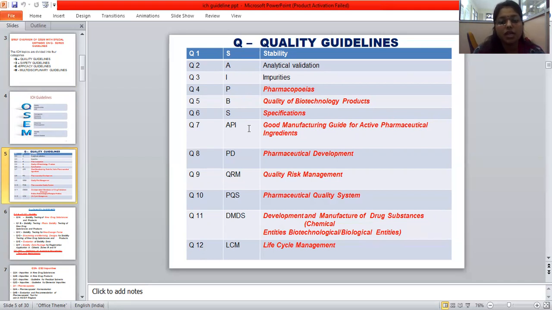Q8 for pharmaceutical development, Q9 for quality risk management, pharmaceutical quality system Q10, and Q11, which is the manufacturing of the substance, chemical entity, and biological entity. Q12, which is life cycle management. So for QbD, we have the quality by design approach. We can refer to the specification Q6, quality risk management Q9, quality system Q10 guideline and Q12 life cycle management guideline. Okay, so this is our quality guideline.